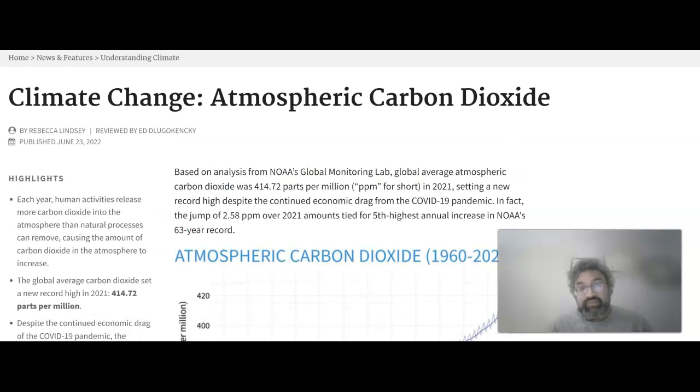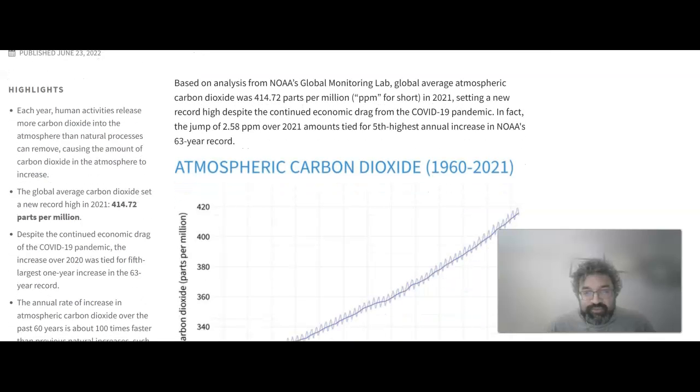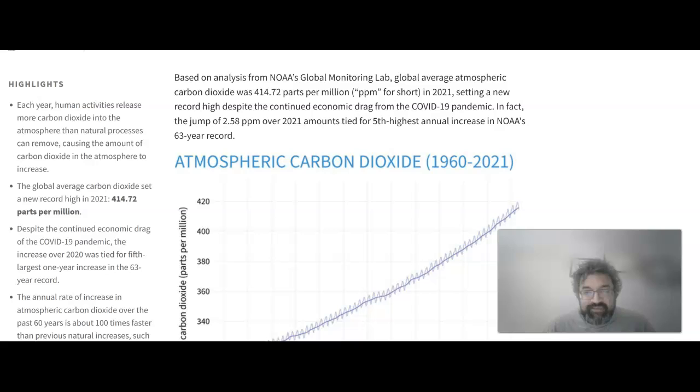So I'm just going to go through some of these, basically showing what I just explained to you in various figures. Based on analysis from NOAA's Global Monitoring Lab, the average atmospheric carbon dioxide was 414.72 parts per million in 2021, setting a new record high, despite the continued economic drag from COVID. In fact, the jump of 2.58 parts per million over 2021 tied for fifth highest annual increase in NOAA's 63-year record.